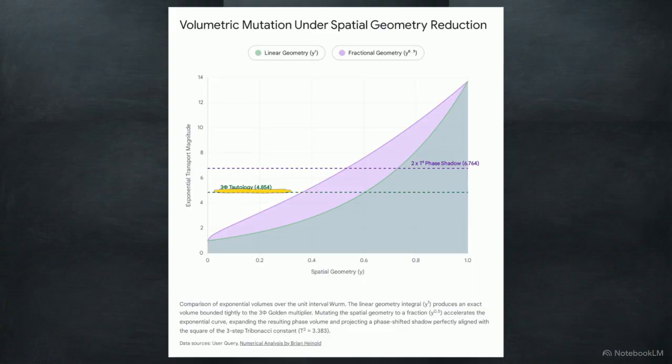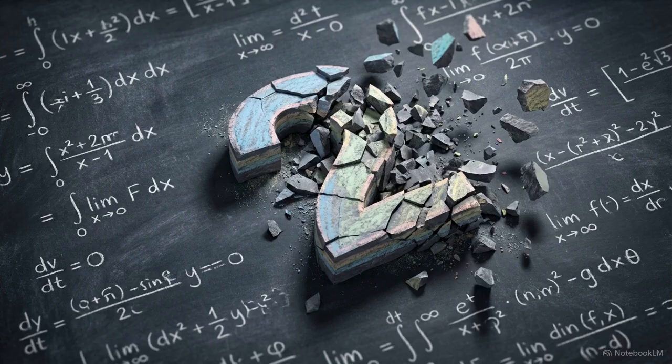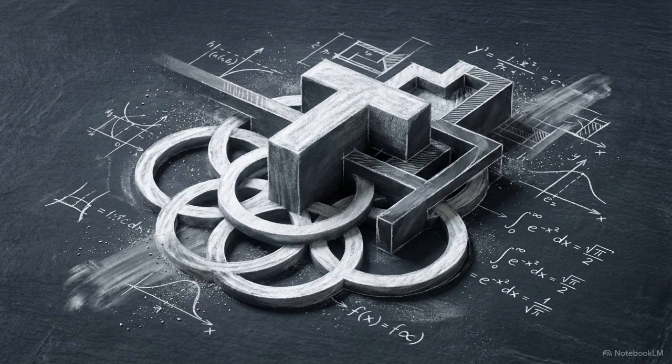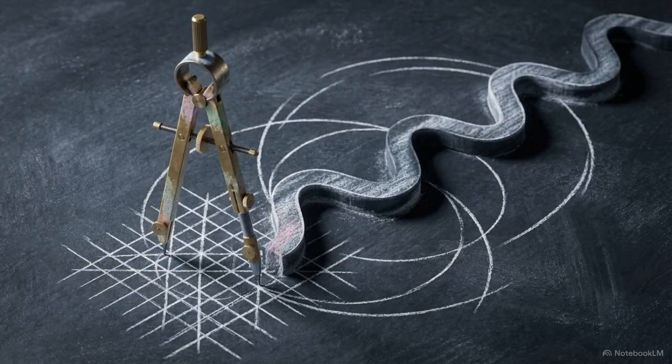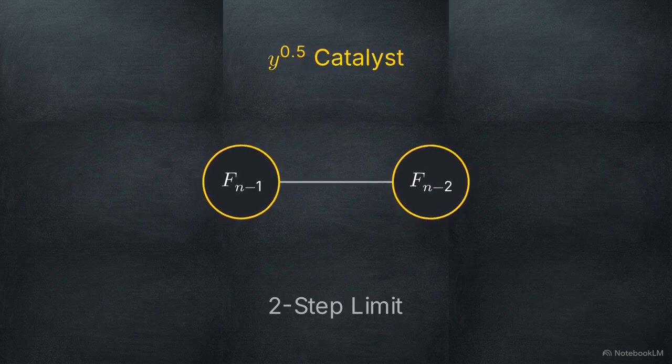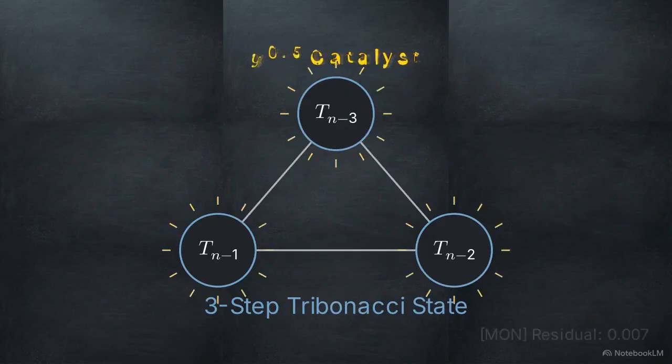The linear control strictly bounds its volume against the baseline 3π multiplier. Conversely, mutating spatial geometry to a fraction radically accelerates the exponential curve, massively expanding the phase volume toward a completely different invariant attractor. The transport operator has jumped entirely out of the two-step Fibonacci family. The calculation anchors onto a perfect geometric projection of the Tribonacci constant, the mathematical limit of a three-step recursive sequence. The spatial geometry dictated the logic of the entire system. A fractional reduction physically forced the continuous integral to upgrade its recursion from a two-step universe to a three-step universe.